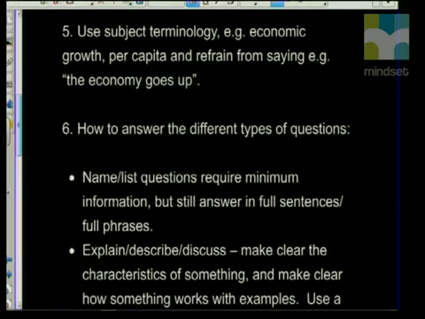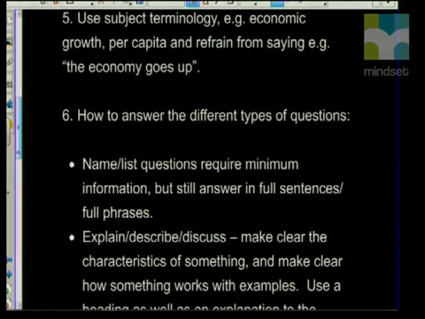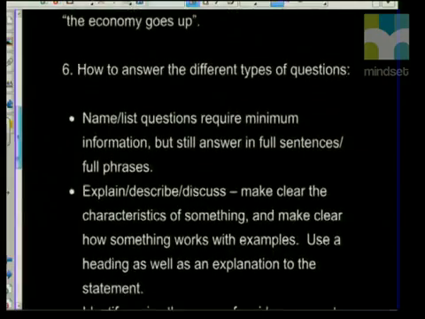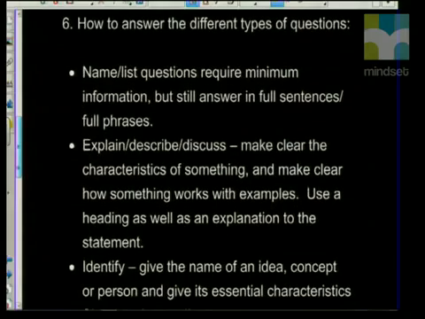When you start writing your answers, make sure that you write as if you are an economist, because that is why you're studying the subject. You have to use subject terminology. For instance, you have to say that economic growth takes place instead of using terms like the economy goes up or the economy goes down. It's important for you to refer back to the notes to see exactly what is expected from you when you have to answer some of these questions.